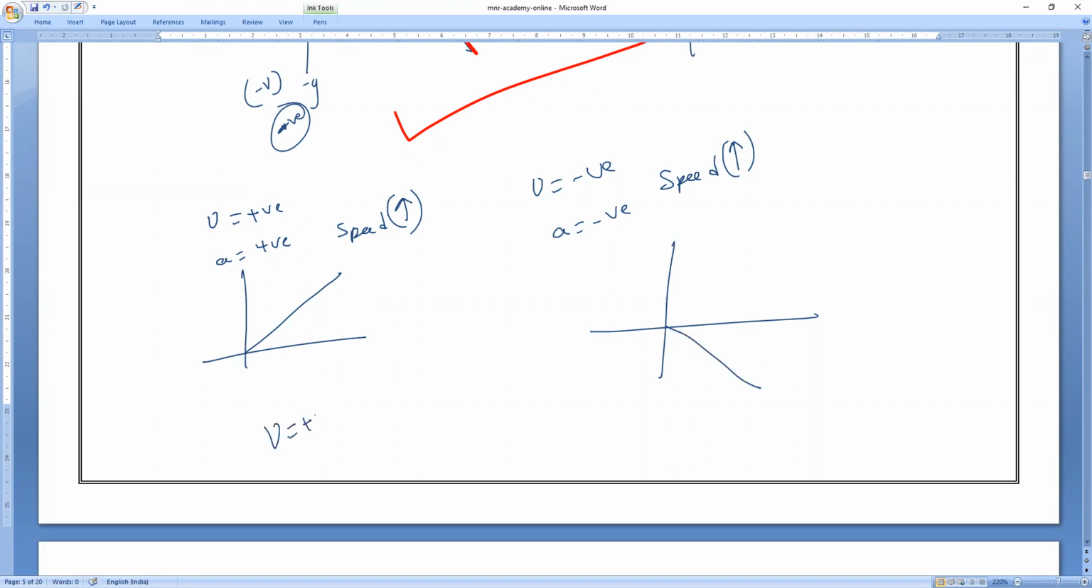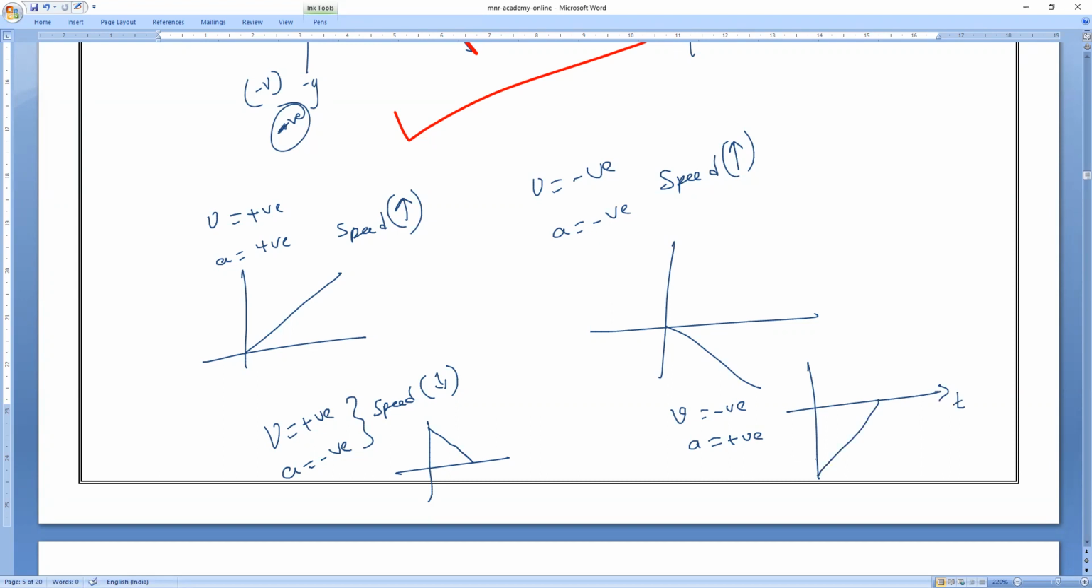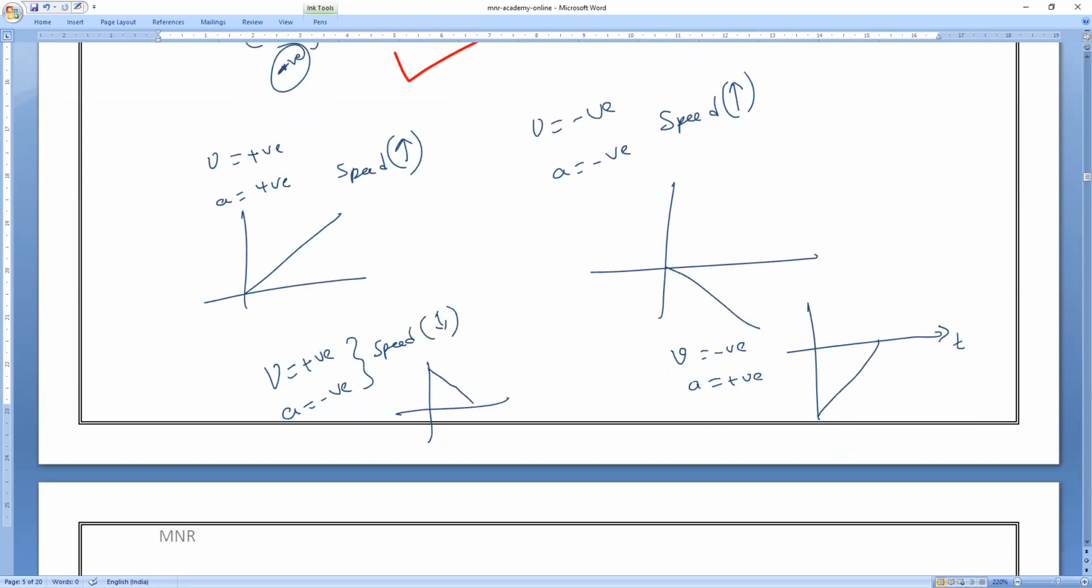Now V is positive and A is negative. Then speed decreases or increases? Everybody, decreases. Speed decreases. Then the graph will come like this. Understood? Yes or no? Then V is negative but A is positive. V is negative but A is positive. Then the graph will come like this. Keep it in mind. Okay, Rudreshwar? Understood? Say at least. Okay, Pradosh?